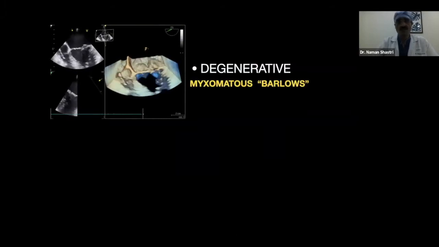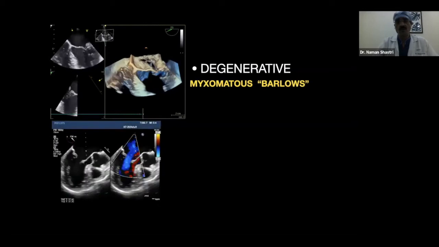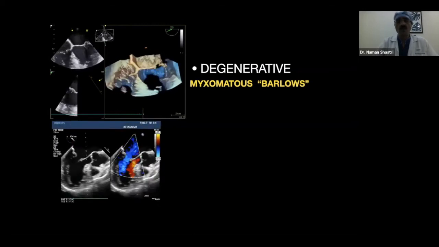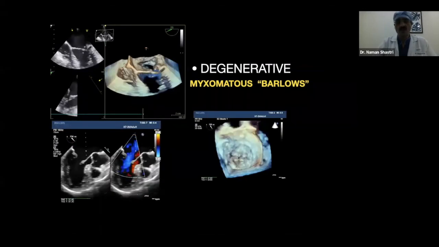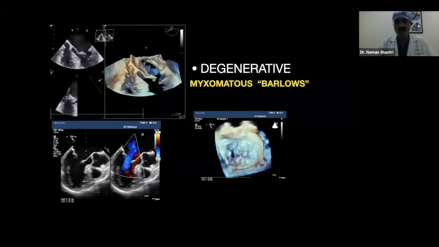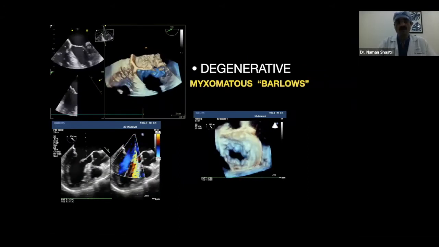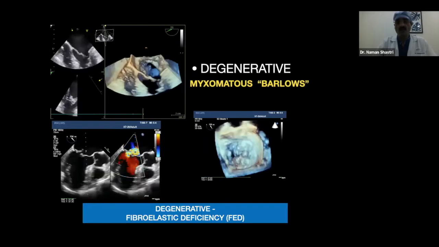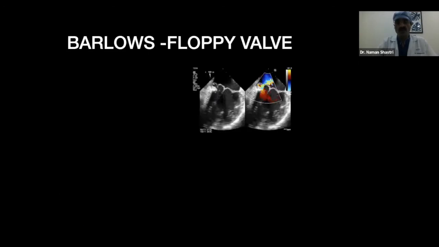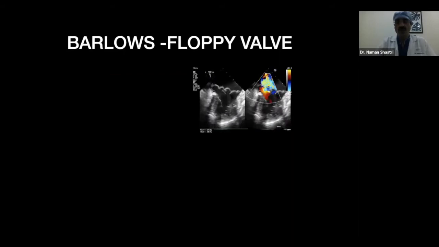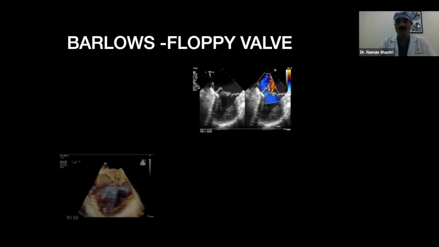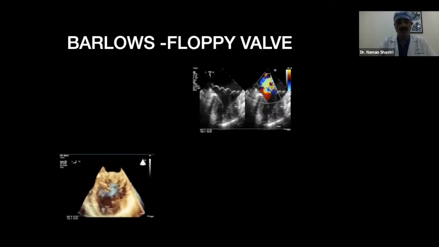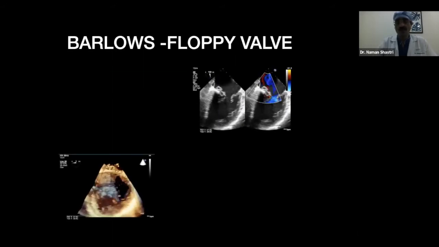Now, if we talk about degenerative valve disease, again, it's very important to differentiate fibroelastic deficiency disease from myxomatous or Barlow's disease. That is very important, and that is where 3D comes into play. If we start talking about the myxomatous valve, we know that it is a bileaflet prolapse where both the segments are bulging into the left atrium with regurgitation in multiple segments. Even that can be seen very well on 3D echocardiography.